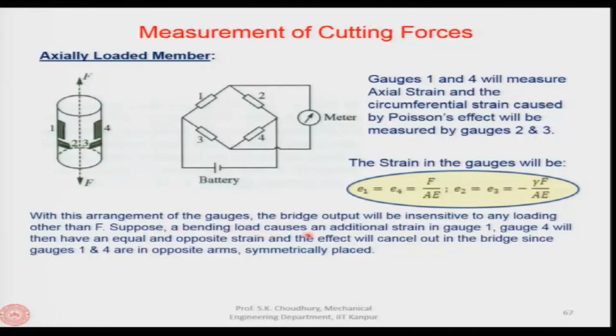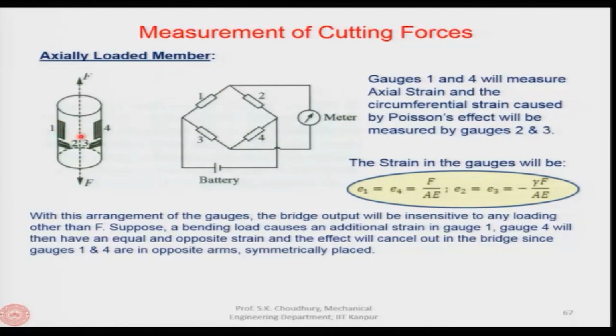Suppose a bending load causes an additional strain in gauge 1, as I was telling you, then gauge 4 will have an equal and opposite strain and the effect will cancel out in the bridge, since gauges 1 and 4 are in opposite arms, symmetrically placed. Therefore, once again I am repeating, they are placed opposite to each other and symmetrically.